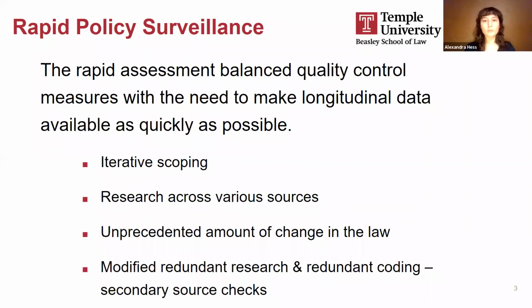And so for our COVID-19 data set, this process looked a little bit different in that we rapidly conducted policy surveillance. And so we wanted to make this data available as quickly as possible. And in order to do that, it entailed a number of things, such as an iterative scoping process. We met regularly to discuss the scope of our questions and variables to make sure that they were in line and accounting for different aspects of policy response that were cropping up over time across states during the COVID-19 response.